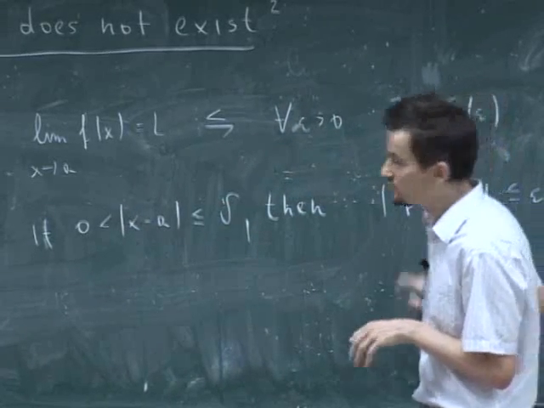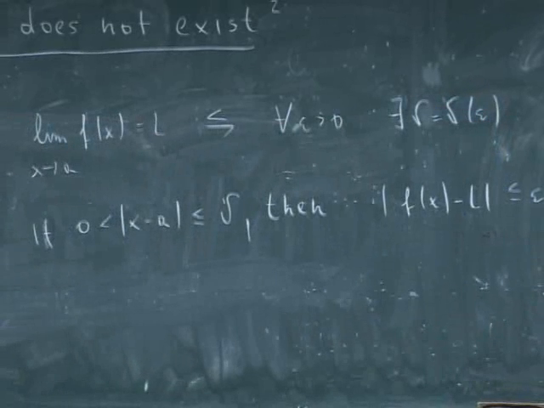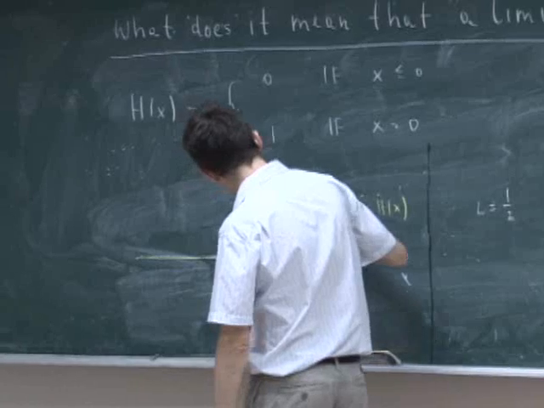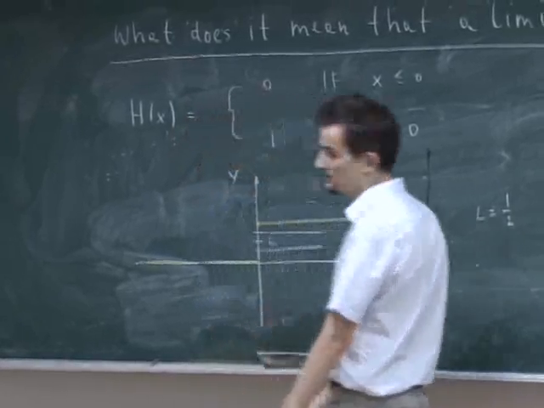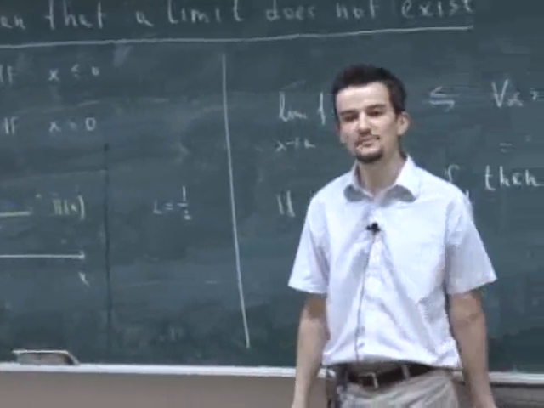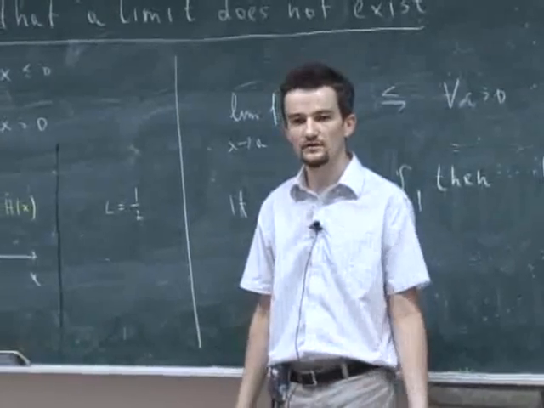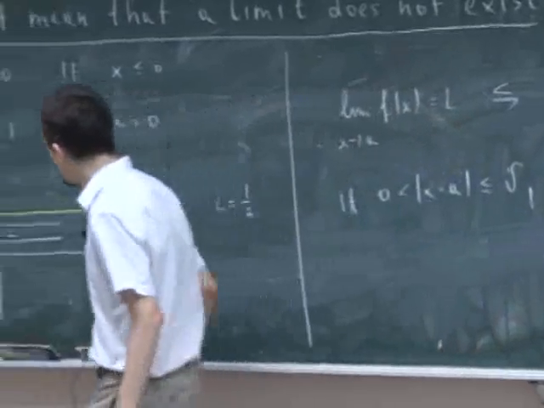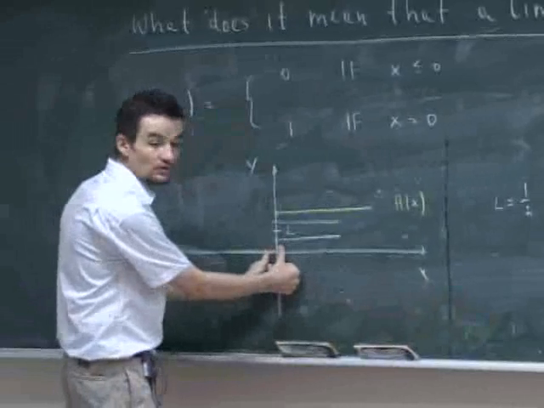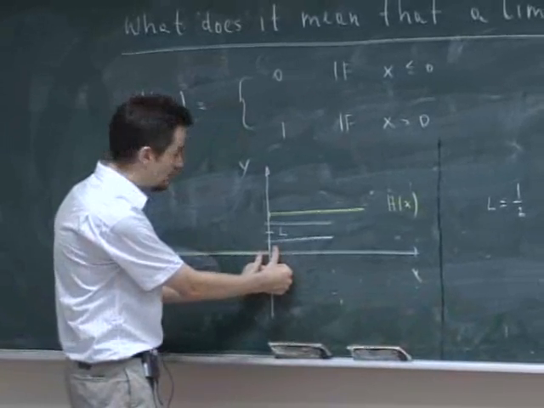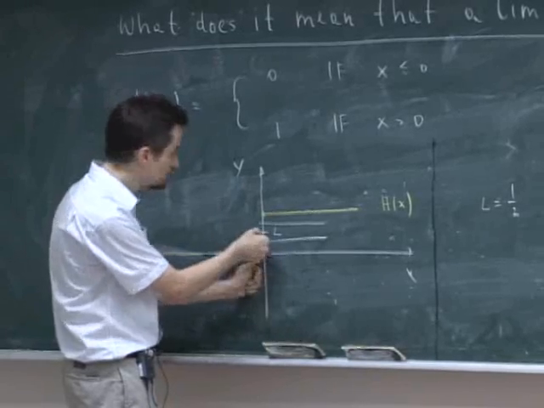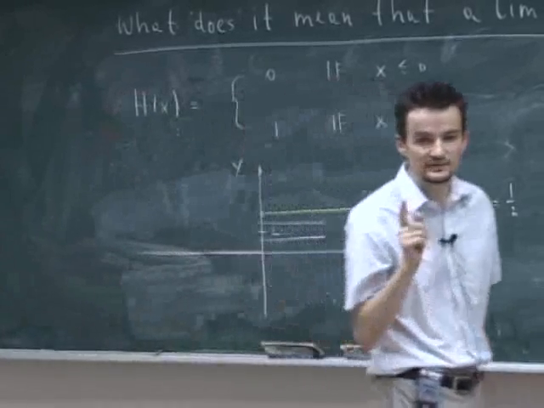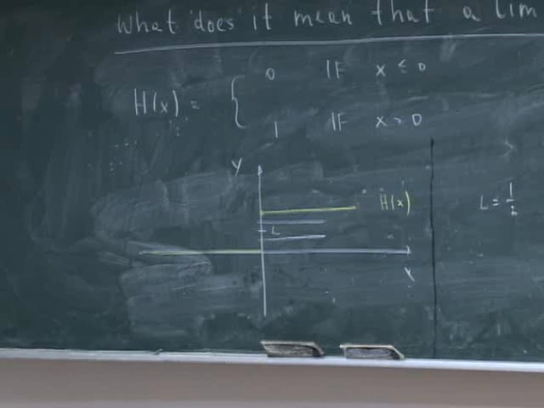Okay? So in this case, you can choose, for instance, this epsilon strip here. For instance, you can choose epsilon to be equal to 1 over 4. Then, no matter how small you make delta, the function value, for all x, will be outside the epsilon strip. So this cannot be the limit. That's the way you have to argue by using the epsilon delta definition of the limit.